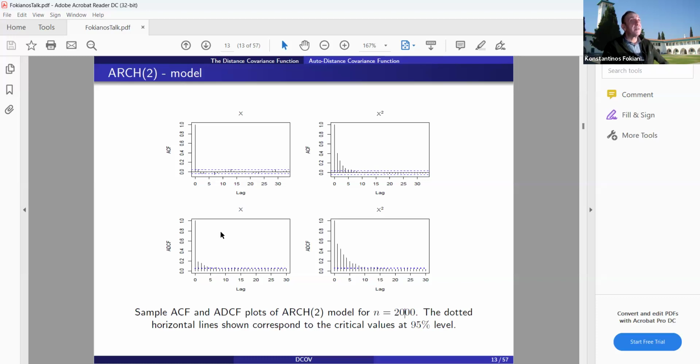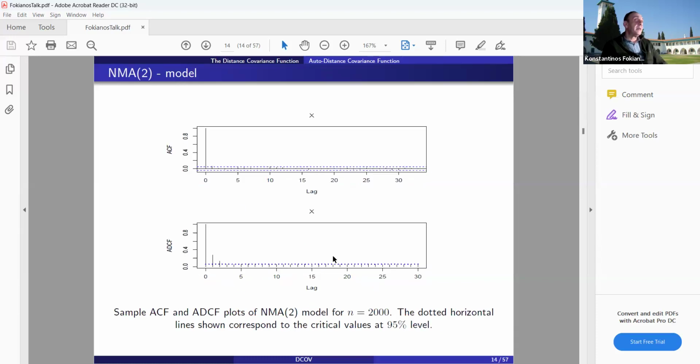It's like a confidence interval, but these are simulated confidence intervals. This is based on asymptotic normality. And here is the distance correlation function for X squared. Again, we see that we get these lines here that exceed the blue lines. So it means that there is dependence among the observations.